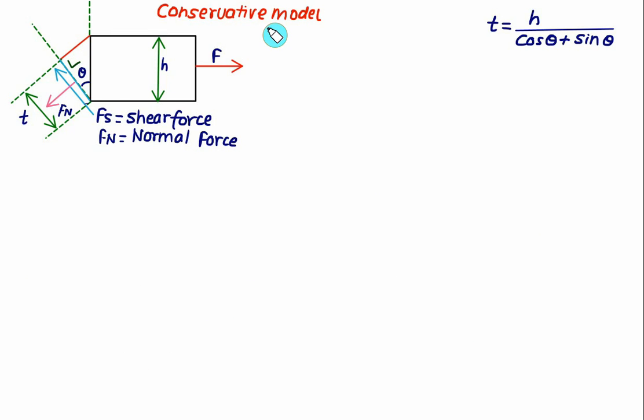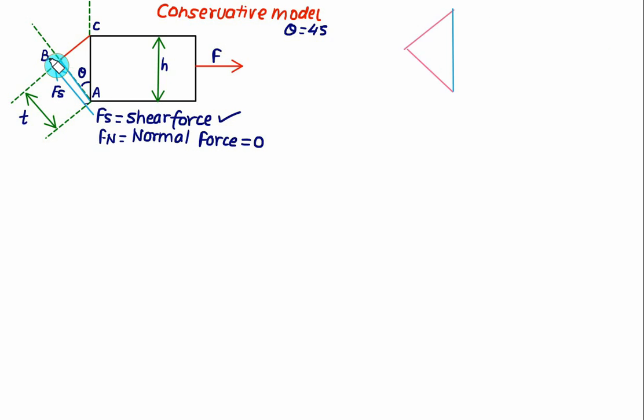In the case of the conservative model, you have to use the value of theta equal to 45. And I will show here, if I use theta equal to 45 and I neglect the effect of normal force, only the effect of shear force is considered. So in our figure we'll only show the Fs value, that is the shear force. So we'll consider this triangle ABC here to develop the relation between T and H when we are using the conservative model, that is theta equal to 45.